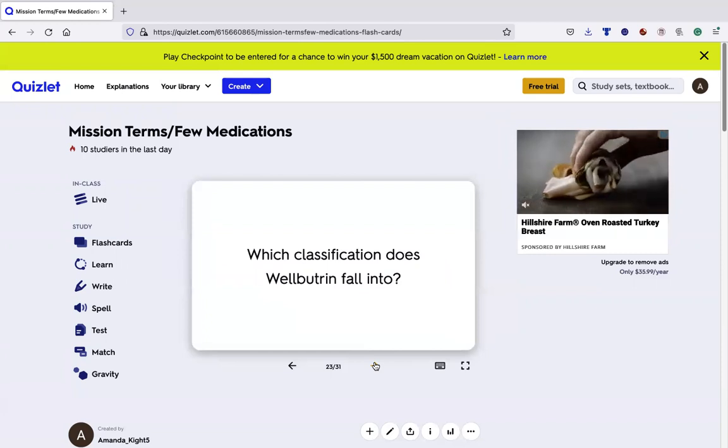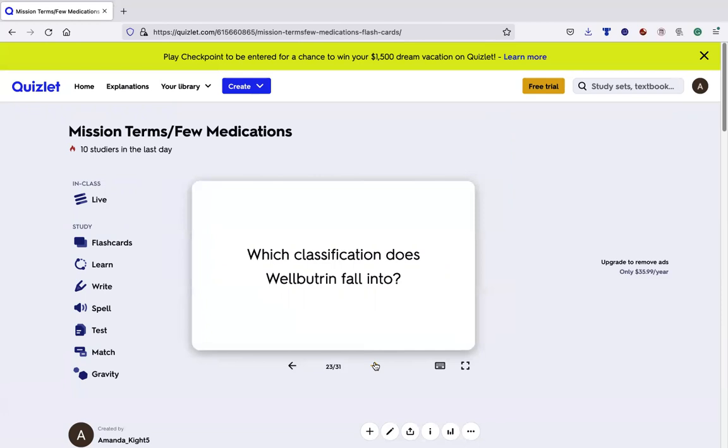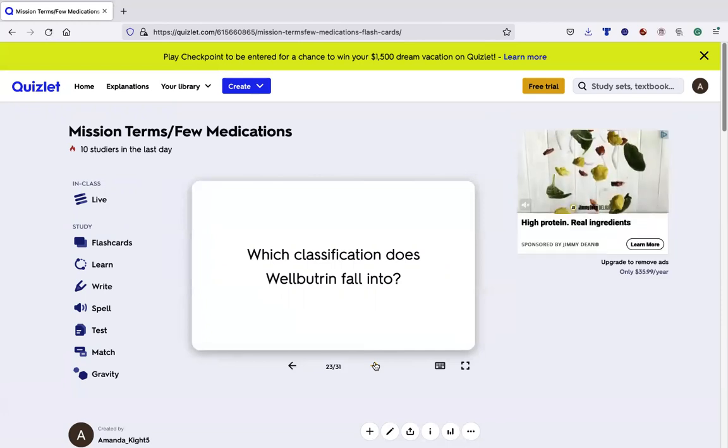Which classification does Wellbutrin fall into? So this is a new one that I am introducing. You will see this on a medication list. I already put that one up for your midterm for my class, but you'll probably see this on the final, or a medication, something that we do. So Wellbutrin is what we call an outlier. It doesn't fit into an SSRI, SNRI, MAOI, or tricyclic.